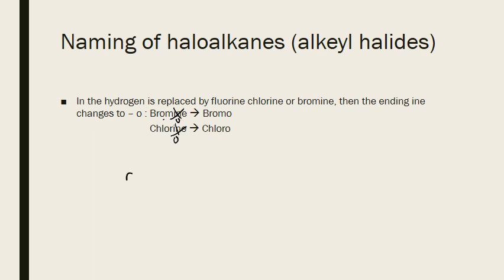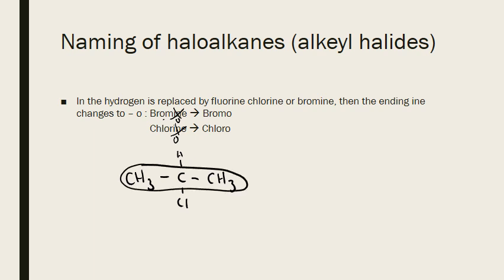For example, if we have CH3, Cl, CH3, we take the longest chain, which is this chain, because it's got 3 carbons in a straight chain. This is propane. On the second carbon, there's chlorine, so you write 2-chloro. Remember, the longest chain is always the second part.